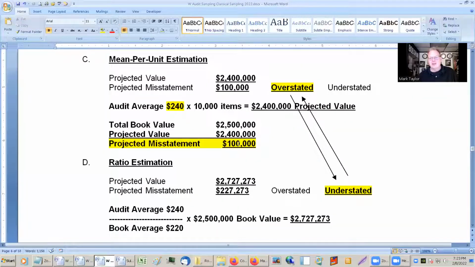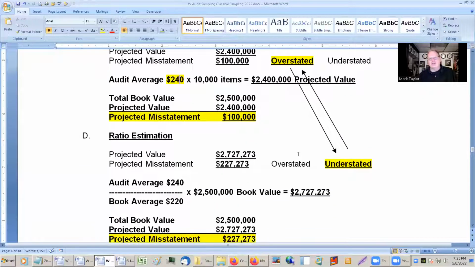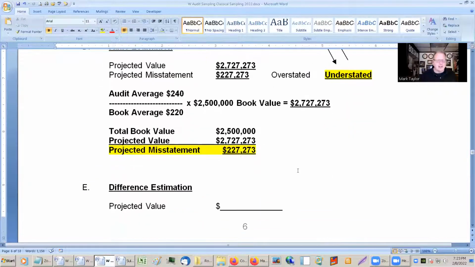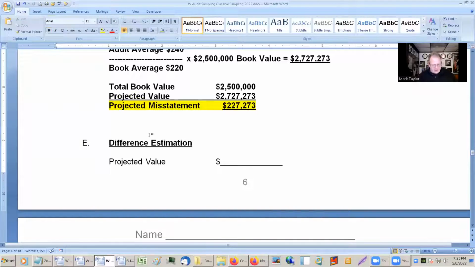And I know on the CPA exam they did have a real CPA question from years back that had that situation. And you doubt yourself, you know. I don't know. This one's overstated. This one's understated. Is that right? You know, but yeah, it is. Okay, difference estimation.